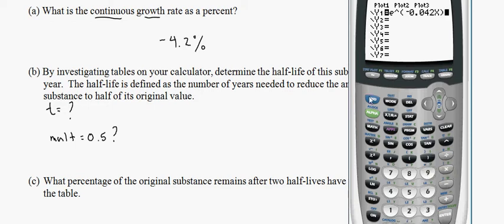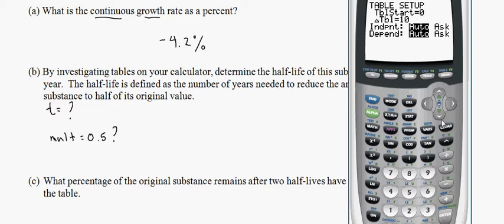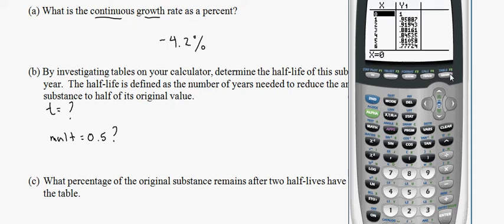Now I'm going to go into my table. I'll start my table at 0, but I'll make my years go by 1. Let's take a look at our table. So what am I looking for? Here are my years, and here is what I get to multiply by after all those years. I'm looking for the half-life. It's between 16 and 17 years, right? At 16 we're multiplying by 0.51, at 17 by 0.489.